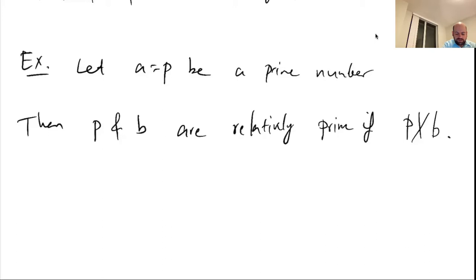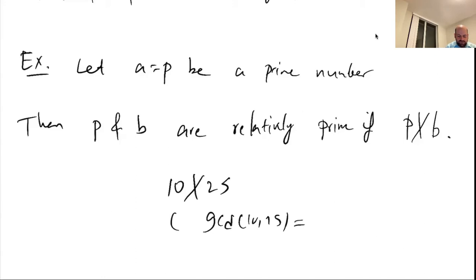For example, 10 and 25. So 10, if you think about it, 10 does not divide 25, right? But the GCD of 10 and 25 is not 1. The GCD of 10 and 25 is 5, basically, right? So here 10 is not prime, so that's why although this A does not divide B, still the GCD of A and B is not 1, and therefore A and B are not relatively prime.